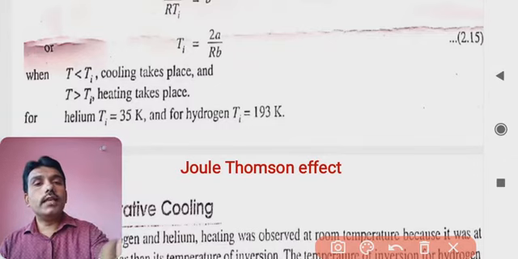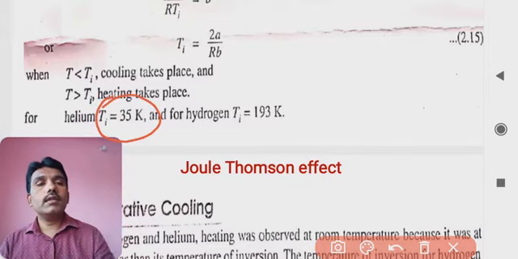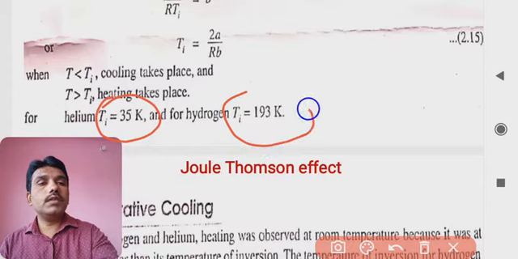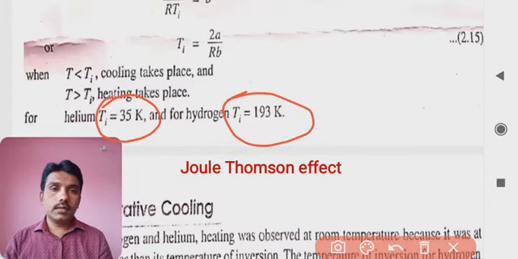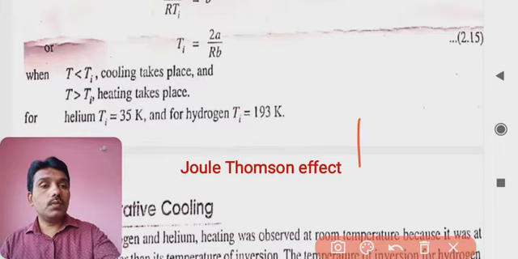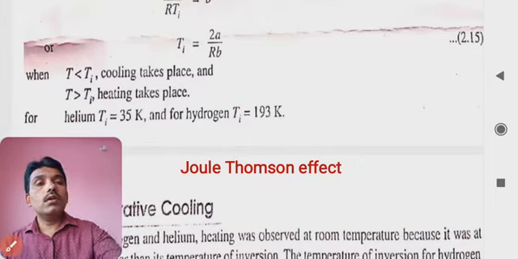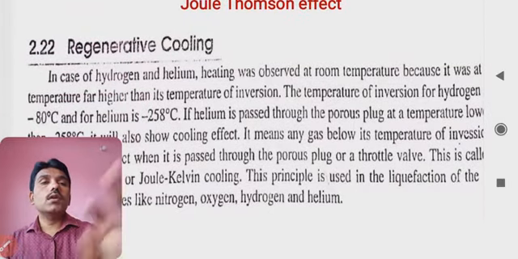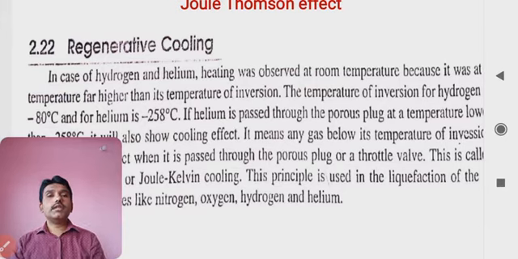असंच हेलियमचा जो टेम्परेचर ऑफ इन्व्हर्शन आहे ते 35 डिग्री केल्विन आहे, आणि हायड्रोजनचं टेम्परेचर इन्व्हर्शन आहे 193 केल्विन. So these are nothing but cool gases, ह्याला आपण त्याच्यामुळे म्हणतो. हे ॲक्च्युली खूप अतिशय म्हणजे मायनसमध्ये रूम टेम्परेचर असताना लिक्विड स्टेजमध्ये सापडतात. So here is another regenerative cooling.